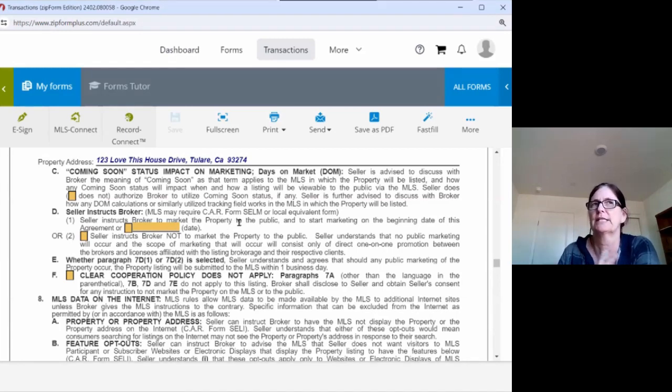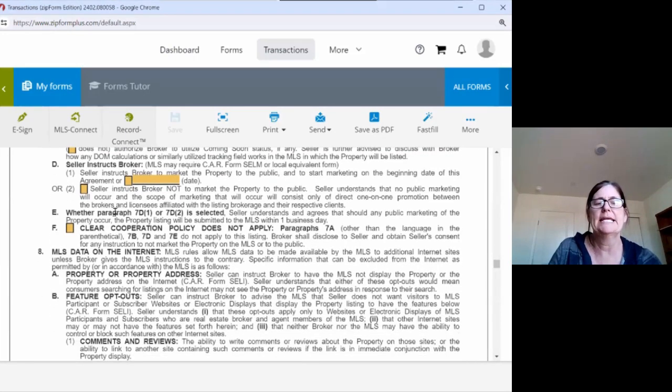You want to make sure that you understand how that works because you probably don't want to take a listing, purposely hold it off the market for 10 days, and then when you make it active on day 10, it already shows as being on market for 10 days, right? So make sure you know how your MLS counts days on market. And then like E, it says that should any public marketing of the property occur, the property listing will be submitted to the MLS within 1 business day. So even if the seller says, I don't want this to be publicly marketed until such and such date, but you inadvertently publicly market it, you've got to now submit it within 1 day.